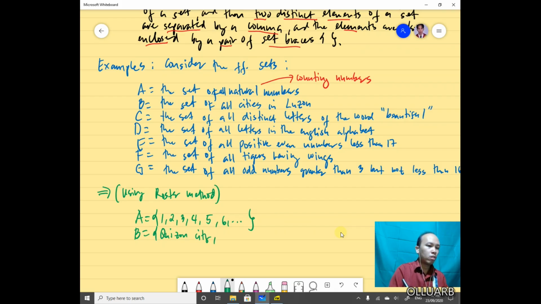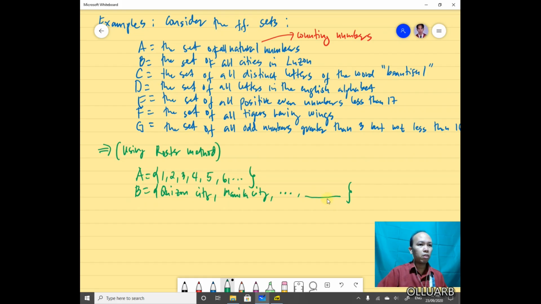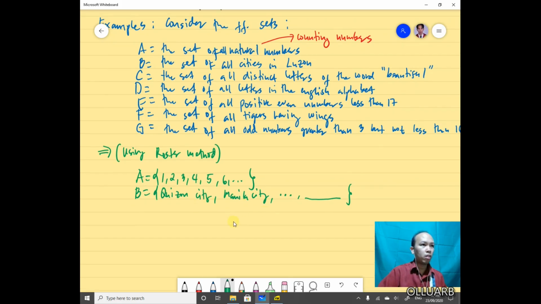What other city? Manila City, Manila City, and so on and so forth. Okay, but this is finite. I can't memorize all the cities in Luzon, so I will leave it blank here. I don't know how many. You can search in Google how many cities there are in Luzon. But this is a finite set, meaning you can count all of them, you can list them.